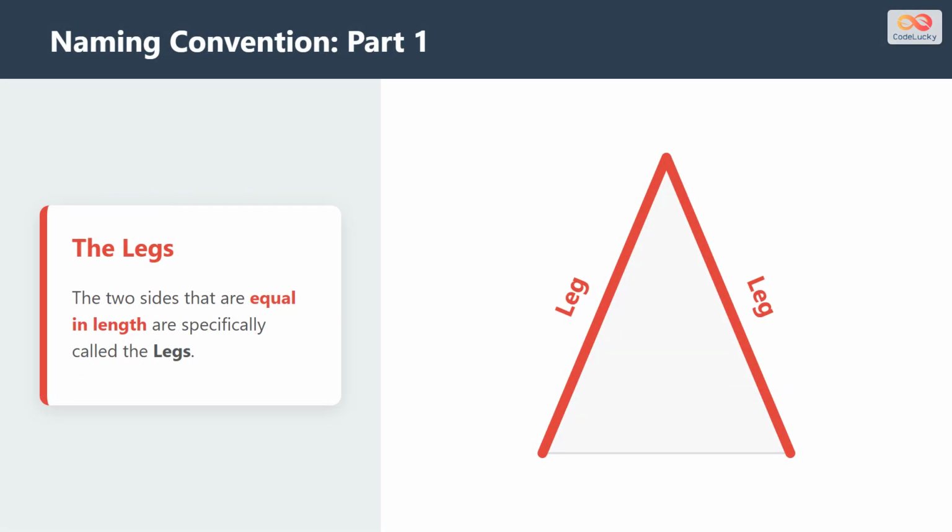Now, those two equal sides have a special name. We call them the legs. Whenever you see an isosceles triangle, identify the two matching sides immediately. These are your legs.